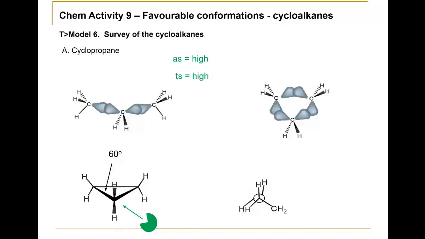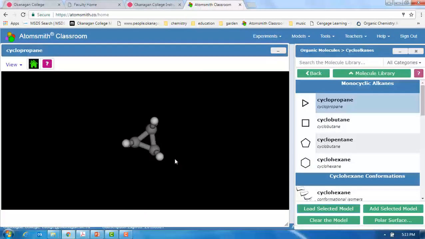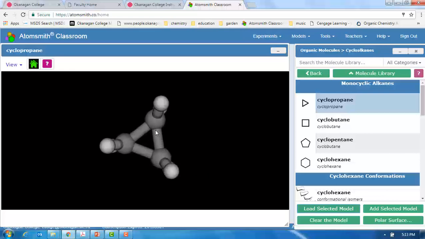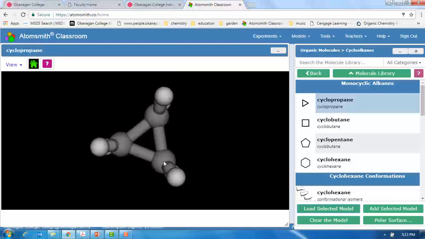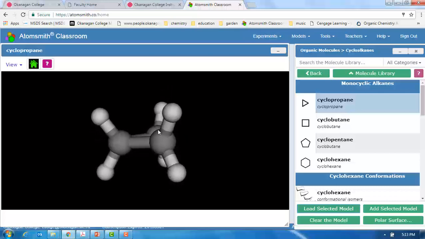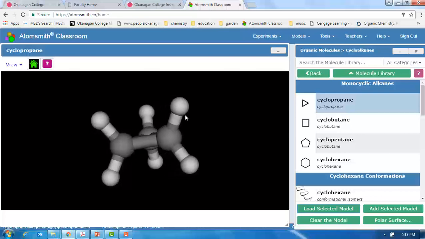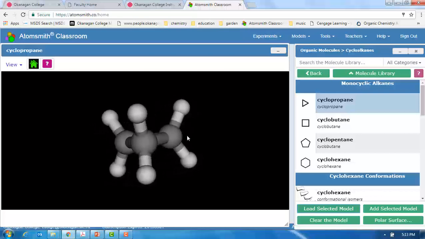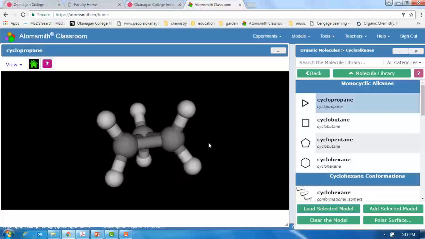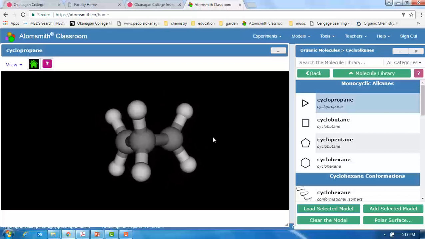And I highlight that here. The angle strain is high, and the torsional strain is high. It's helpful to look at the cyclopropane also using simulation software. If we start off by looking at the cyclopropane, it's pretty easy from this diagram to see that the bond angles here are indeed 60 degrees. And if I turn it on its side, it's pretty easy to see, looking down any one of these carbon-carbon bonds, that we have significant torsional strain. And so this is a highly unstable molecule due to both the angle and the torsional strain.